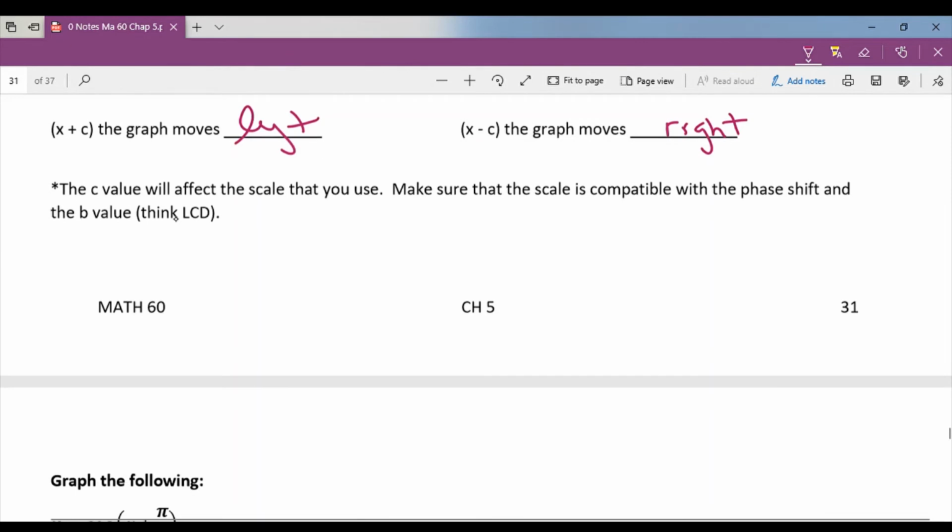There's a little point here that says the C value will affect the scale you use. I used to make students come up with the scale, but then I decided that's just too hard for now. You had to have a common denominator between your B value and your C value, and I just scrapped it and I give you a scale.